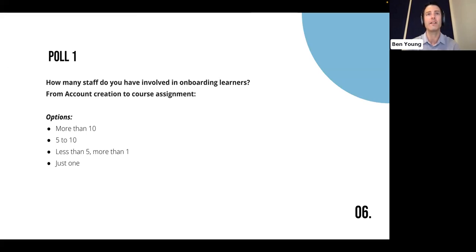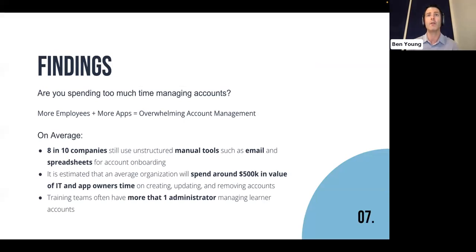So it looks like a fair number of you are in the range of somewhere between 1 and 5, and it looks like a number of you are actually 10 or more. So that's a fair number of people. And that definitely correlates with some of the research that we've found when talking to our clients and when we did industry research. We found that often training teams are spending over 100 people hours onboarding new learners and doing account management. So it's a lot of time.